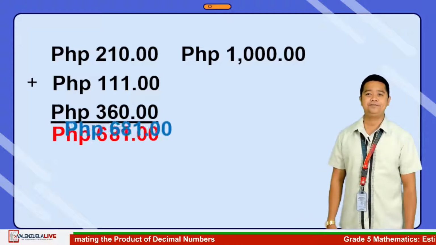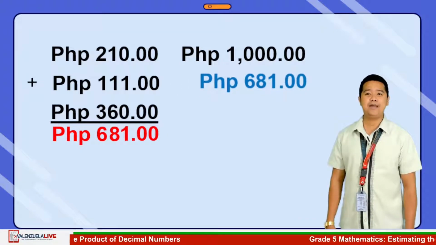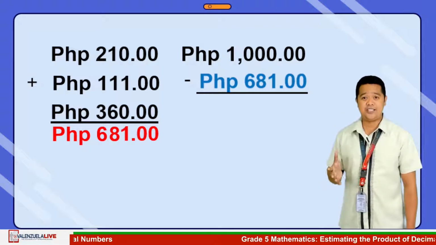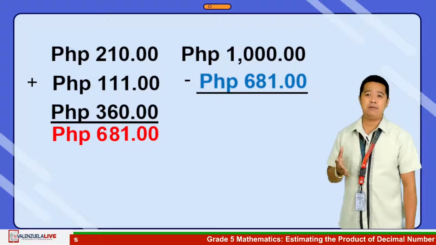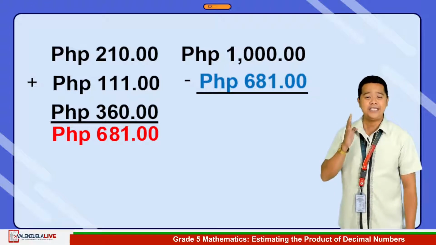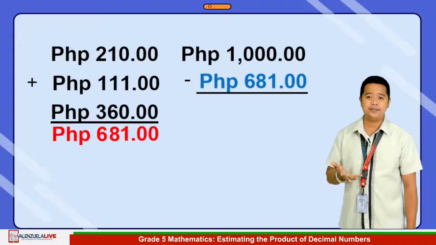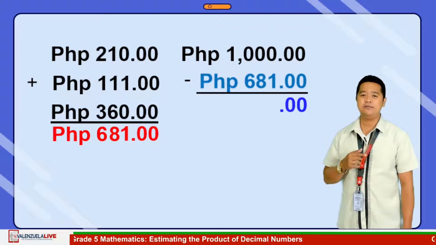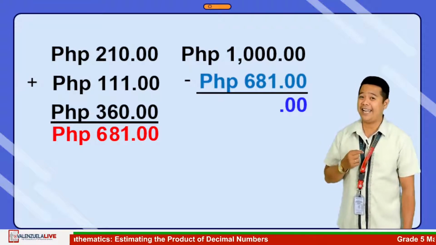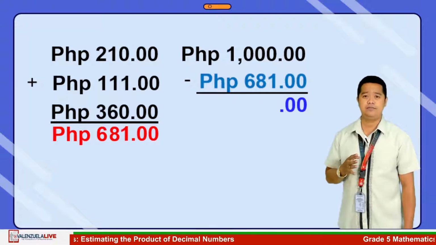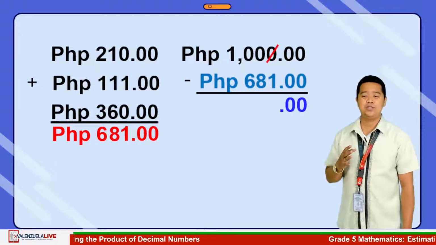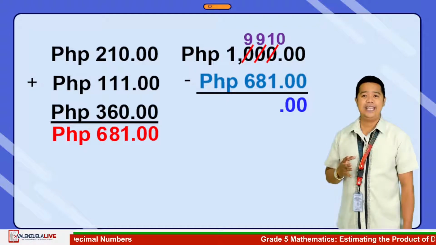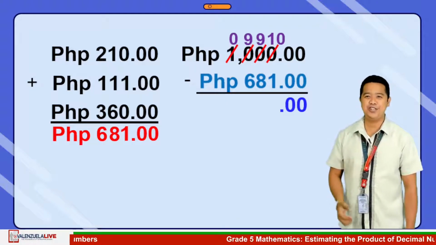Let's subtract. 1,000 minus 681. Again, it is the same as when adding decimal numbers. We need to align the decimal point before we subtract. Okay. So, let us subtract. 0 minus 1. Oh, cannot be, right? So, we need to regroup. 1. So, 0 will become 10, followed by 9, and then 1 will become 0.